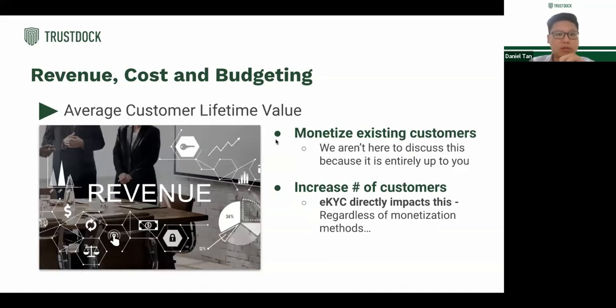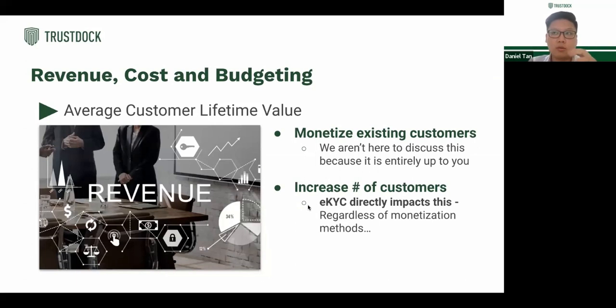So moving on to the next point, which is customer lifetime value. There are really two drivers of total revenue. One is monetizing existing customers, and second is increasing the number of customers. But today, we're not really going to discuss how you monetize your existing customers, because this is entirely up to you. It's your business and you know your industry the best. But where we really want to focus is how eKYC impacts the acquisition of new customers.